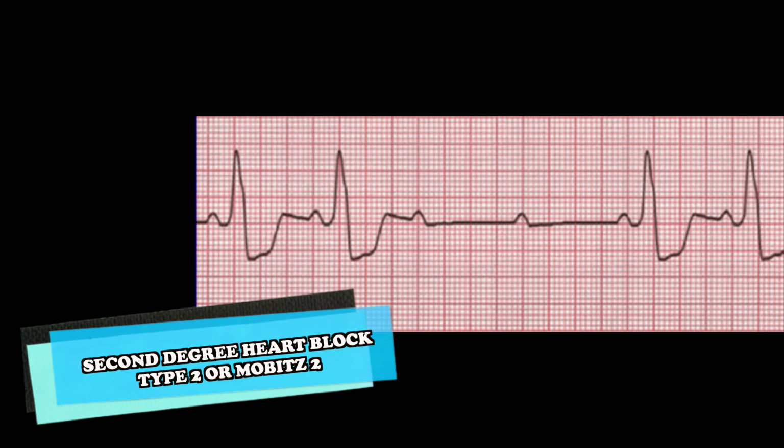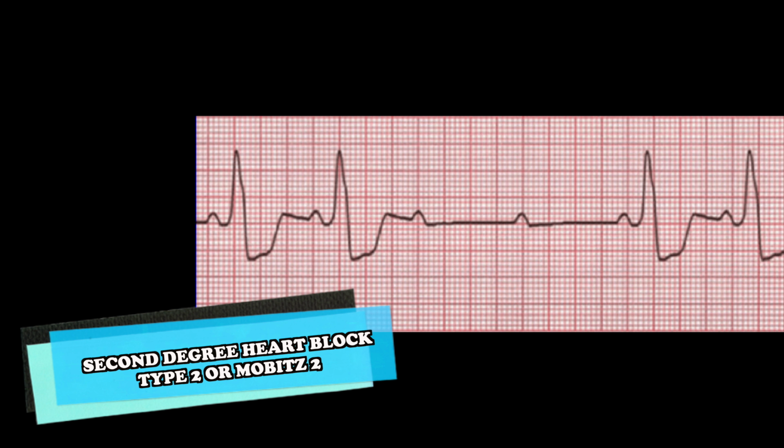For second-degree block type 2, you will see non-conducted P waves. Electrical impulse conducts through the AV node, but complete conduction through the ventricles is blocked, thus no QRS. The main difference of second-degree Mobitz 2 with third-degree heart block will be a P wave with every QRS. In second-degree block type 2, there may not always be a QRS complex with every P wave.